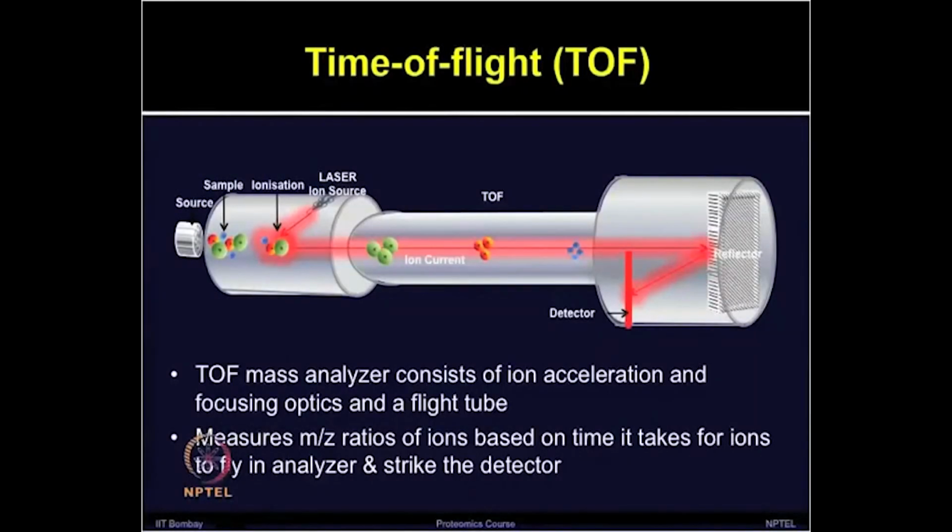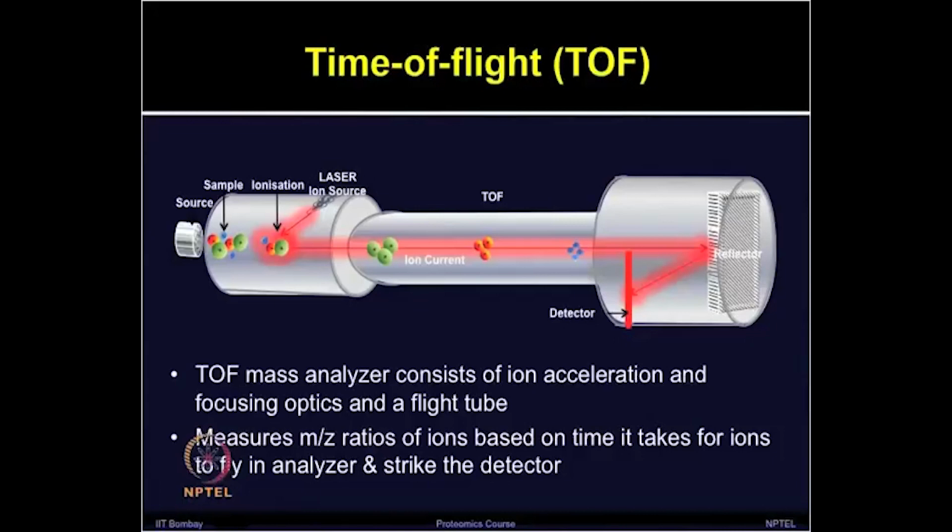So, the TOF mass analyzers consist of ion acceleration and focusing optics and a flight tube. As shown in the slide, you have a source, where sample ionization occurs due to the laser beam bombardment. Then ions move in the time of flight tube and reach the detector. Now, often we can also add a reflector, an ion mirror, which can increase the path length.